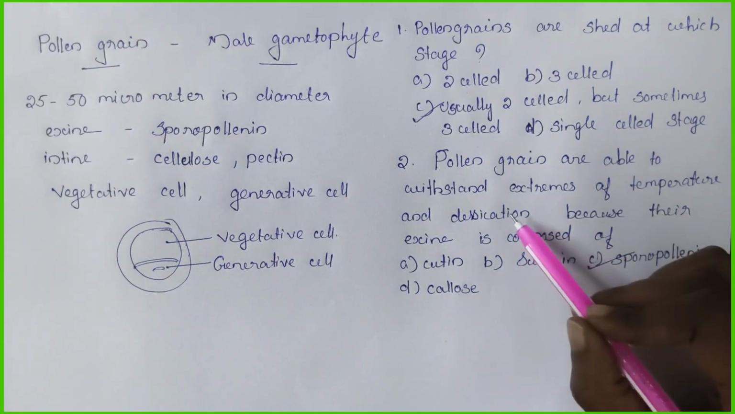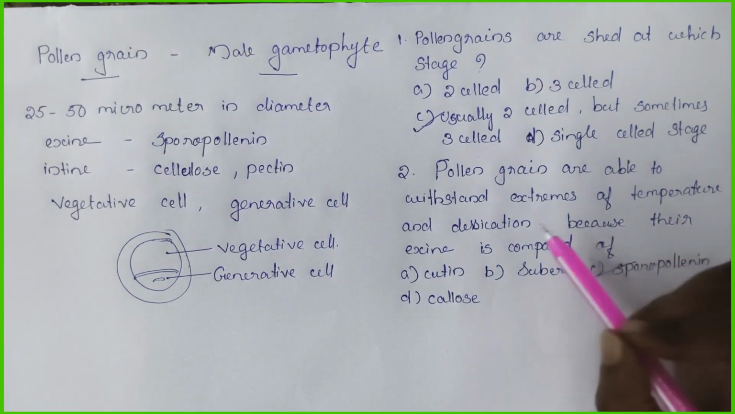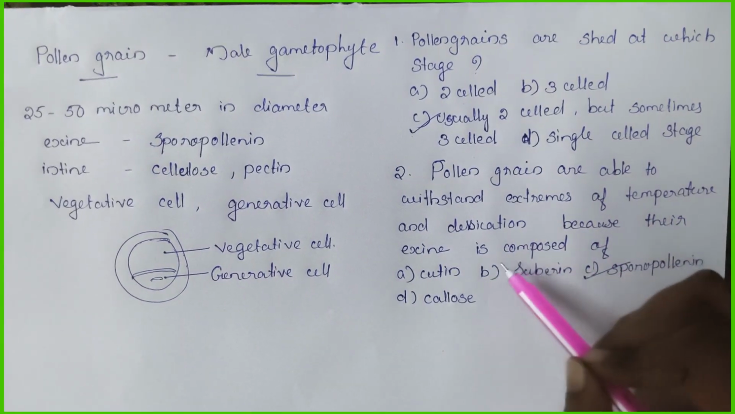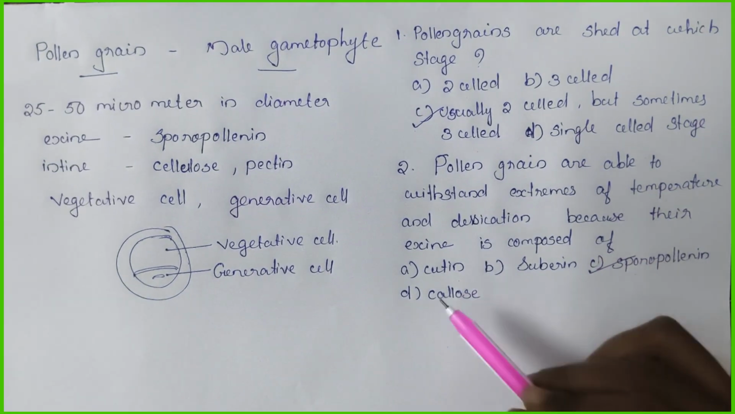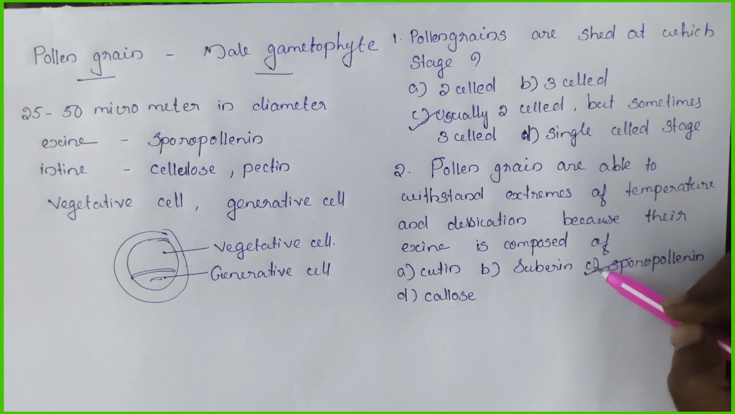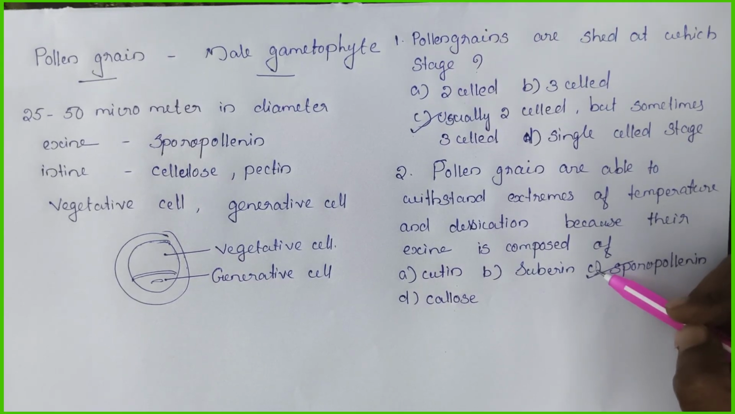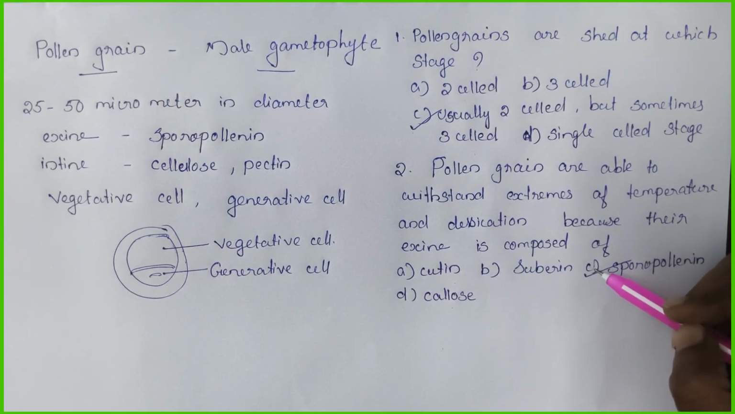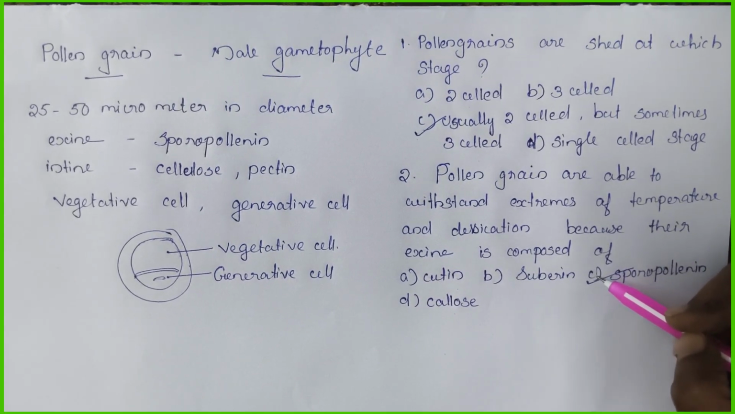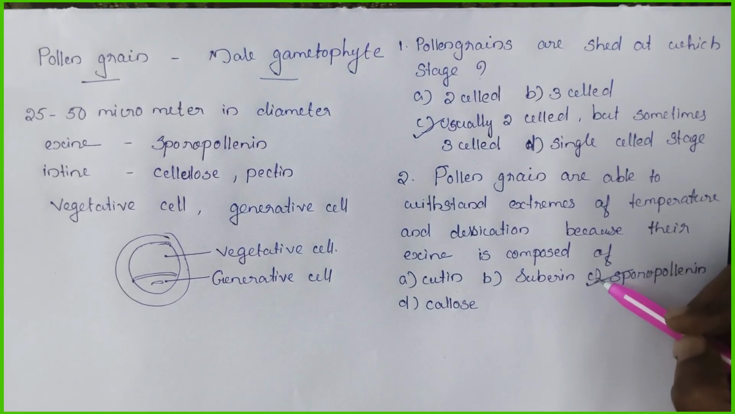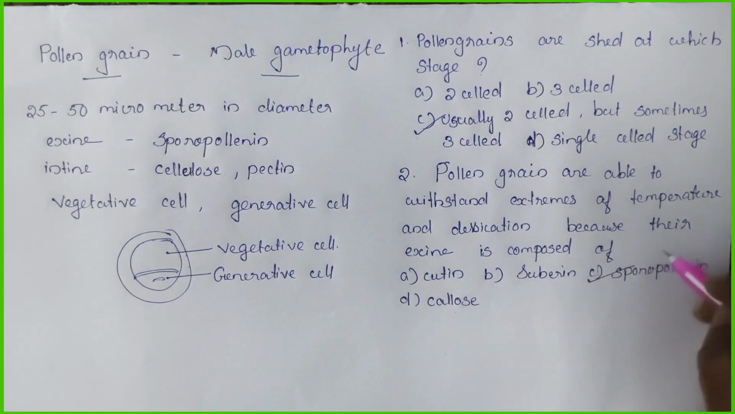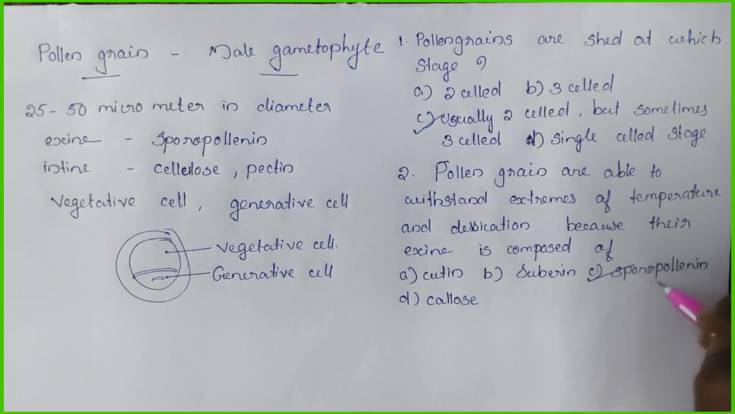Pollen grains are able to withstand extremes of temperature and desiccation because their exine is composed of cutin, suberin, sporopollenin, and callose. We have studied that exine is made up of one of the important organic materials that cannot be degraded by any enzyme, acid or alkali. So sporopollenin is the right answer.